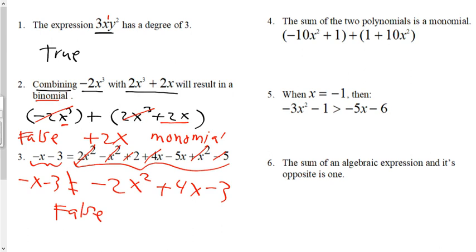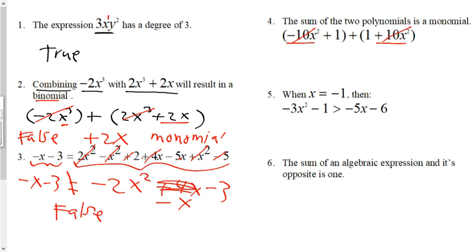Question 4, the sum of these two polynomials will result in a monomial. Gather like terms. These two terms are like terms, but when I gather them, did I miss something? Sorry, I made a mistake here. These two should have made a negative x. But still, it's still false. They're not equal.